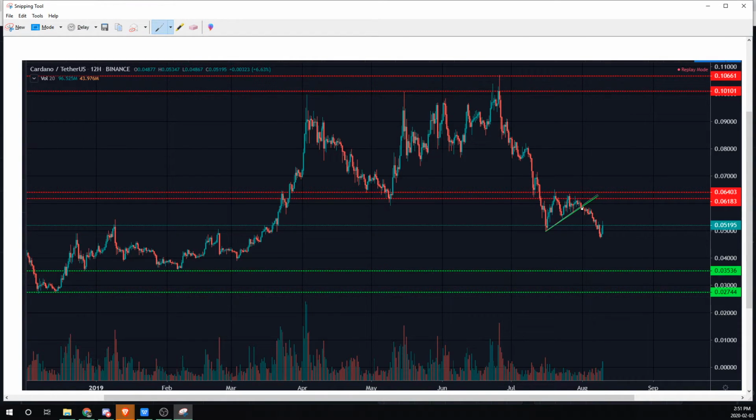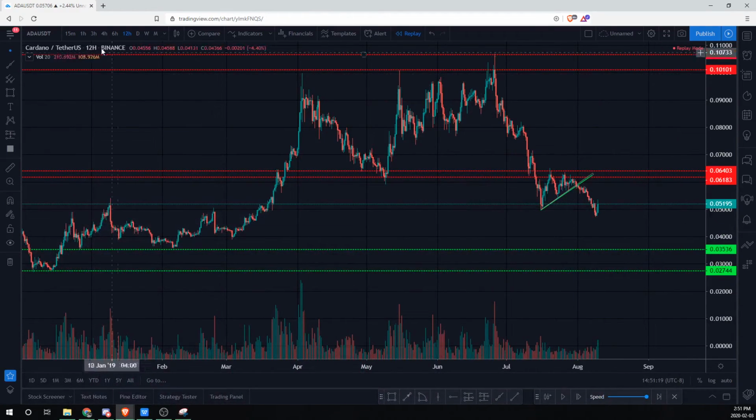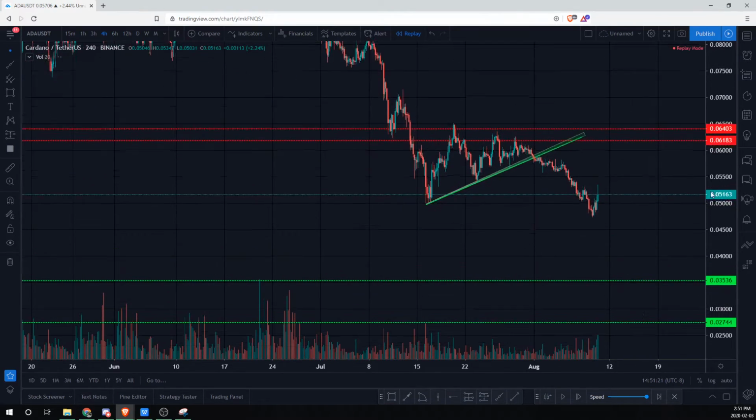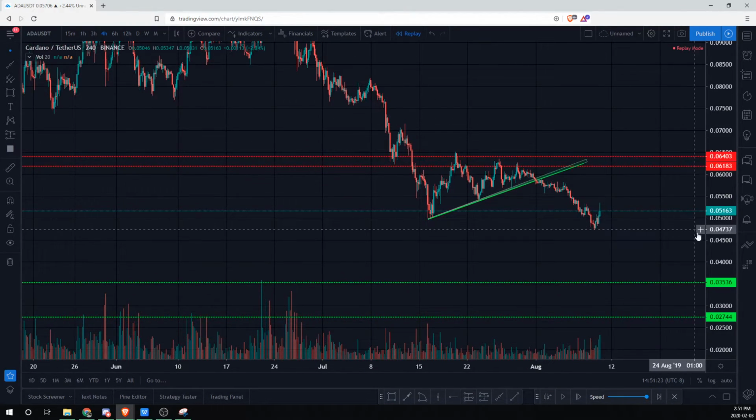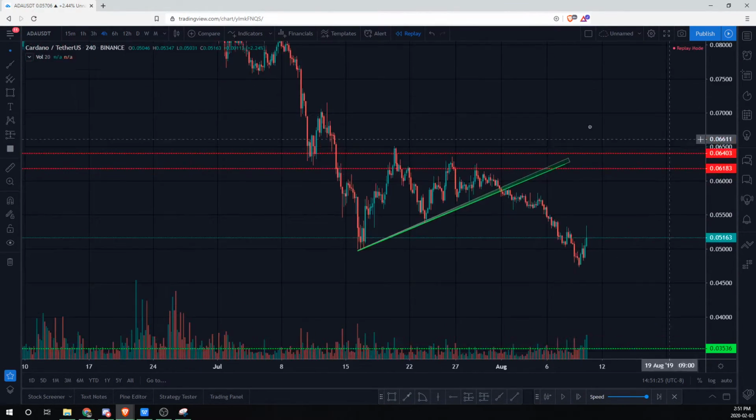But overall, we got that entrance from here to the low, and that's exactly what we wanted. Ideally, we would have seen that continuation to the downside, but we can't ask for everything, and that overall was a very good trade. So I hope you got something from this second trading session.